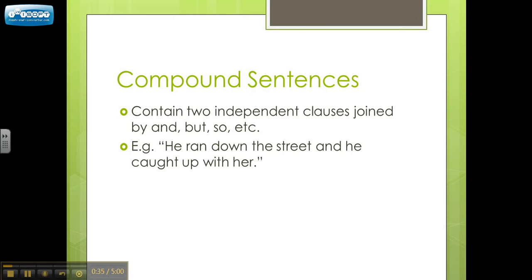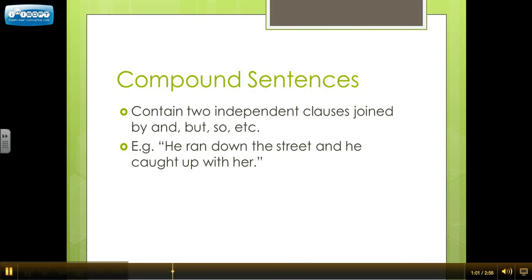Then remember that we also looked at compound sentences. Those are two independent clauses joined by and, but, so, or another kind of conjunction or linking word. You'll see in our example here, he ran down the street and he caught up with her. So there's the one complete idea, he ran down the street. There's also another complete idea, he caught up with her. Those two could each stand on their own, but here they're joined by a conjunction. So if you've got two independent clauses, then you've got a compound sentence.